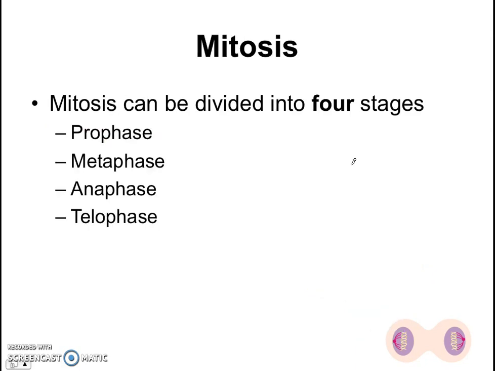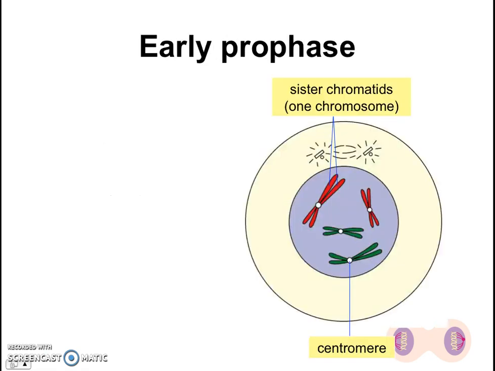So after the interphase comes mitosis itself. And mitosis can be divided into 4 stages. Right? Prophase, metaphase, anaphase, and telophase. Some people like using the acronym PMAT to remember the stages of mitosis. You can come up with some funny words to help you remember that. If anyone comes up with something good, please share with the class. So let's begin with prophase.